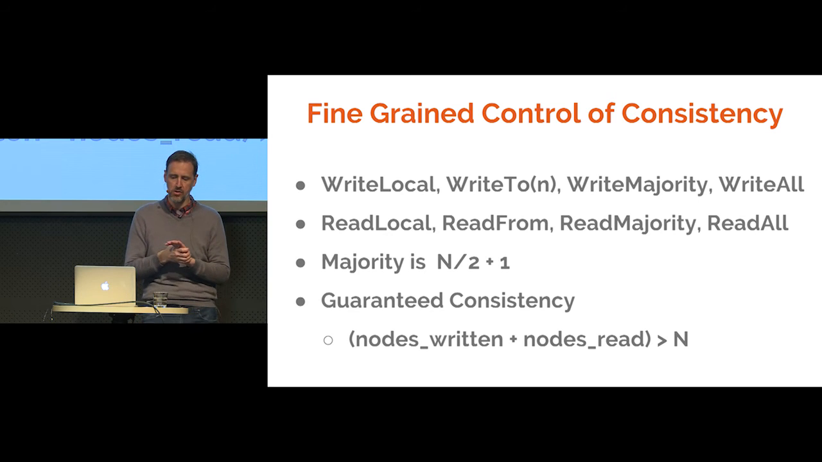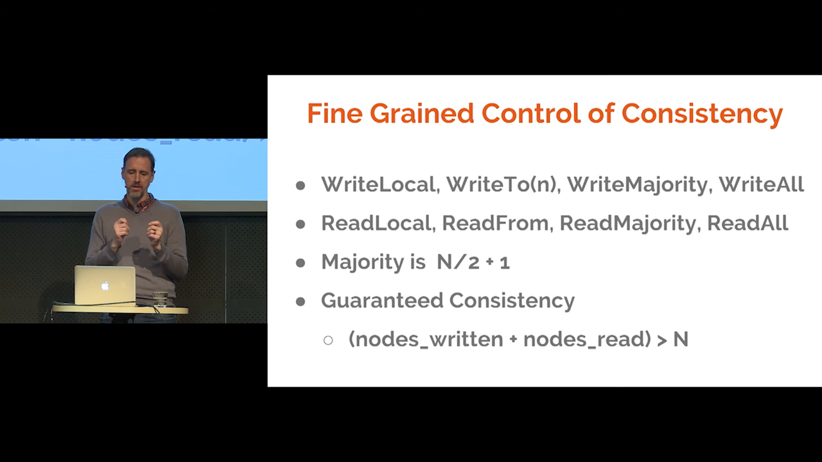So when I say write majority, that's the number of nodes in my cluster divided by 2 plus 1. Right, so if I have 10 nodes, I want to write, that means the majority will be 6 nodes. And what I can do is I can actually tune the consistency between the reads and the writes to optimize for the read side or optimize for the write side. And the way I do that is if the number of nodes written to plus the number of nodes read from is greater than the number of nodes in my cluster, that means I'm going to see a consistent value.